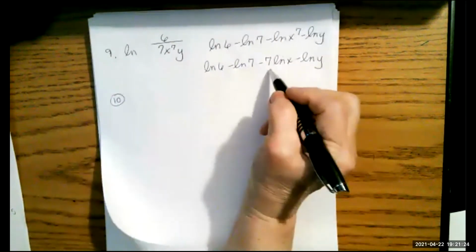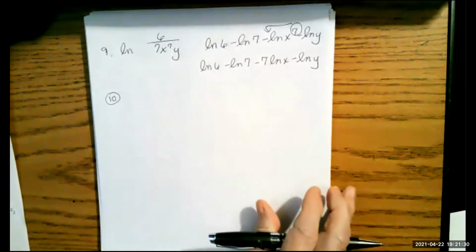Well, it's the middle part where the ln 7 minus 7 ln. Yeah. You have to bring the 7 in front on that one. The others don't have exponents.